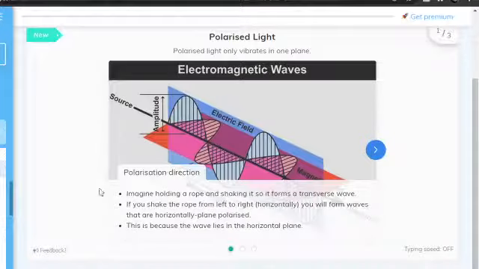So now we get into polarization direction. Just imagine you hold a rope and shake it so it forms a transverse wave. A transverse wave is the up-down one. If you shake the rope from left to right horizontally, you will form waves that are horizontally plane polarized. This is because the waves lie on a horizontal plane.